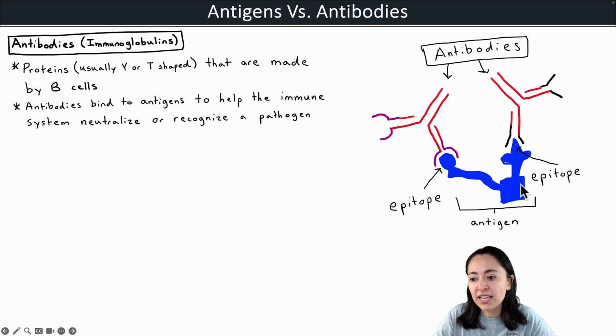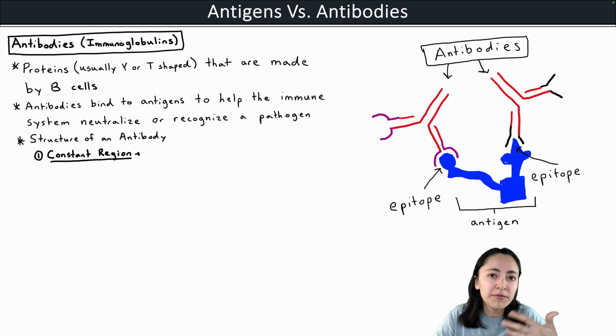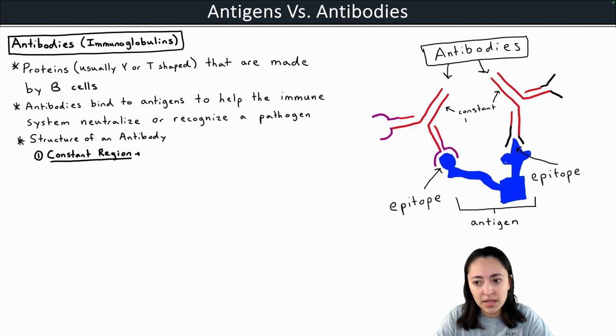Here we have an antigen, a foreign protein shown in blue. It has two epitopes, or binding regions, where you can see two different antibodies binding to the different epitopes. Now let's look at the structure of antibodies. Antibodies have two major regions. One region is known as the constant region, which you can see pictured in red here.